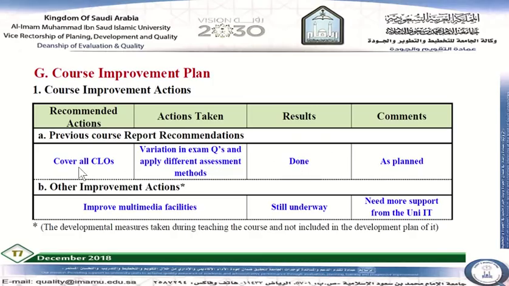It means that they have completed this action, and also the comment is done. It was done as planned. Other improvement, to improve multimedia facilities, is still underway. Need more support from the university IT. So you write these down, very simple and direct.